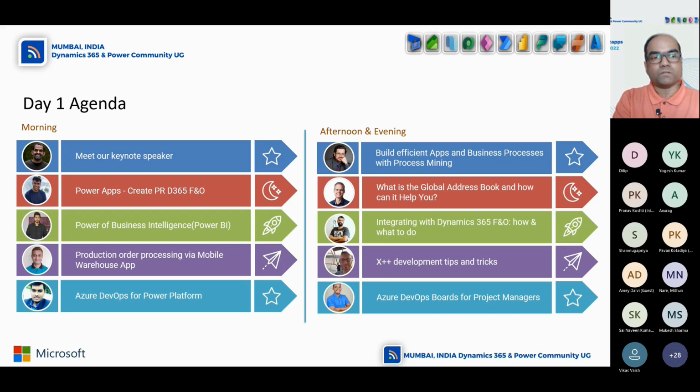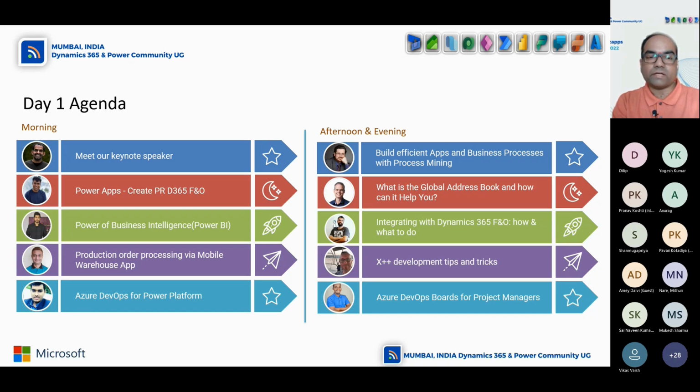This is followed by Rakesh Kumar's session, predominantly focusing on Power Apps and finance and operation apps integrations, where we will see how to create purchase requisitions in Power Apps and see how it reflects in finance and operation, predominantly in the area where cross-app application capabilities are required.